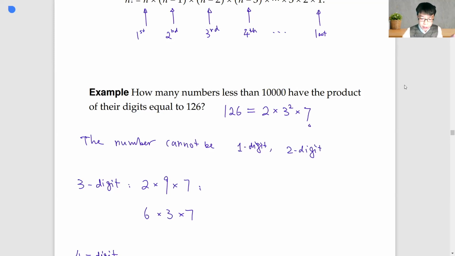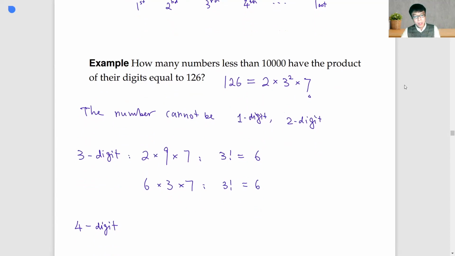Now, for 3 digits, using 2, 9, and 7, we just do permutation. That means we count how many ways we can arrange these 3 digits to get different numbers. That corresponds to 3 factorial, which is 6. There are 6 numbers. Similarly, for 6, 3, and 7, we still have 3 distinct digits. So again, 3 factorial, which is 6.